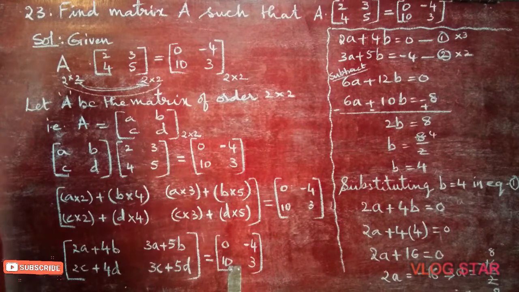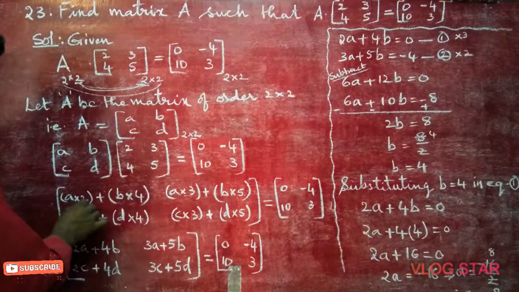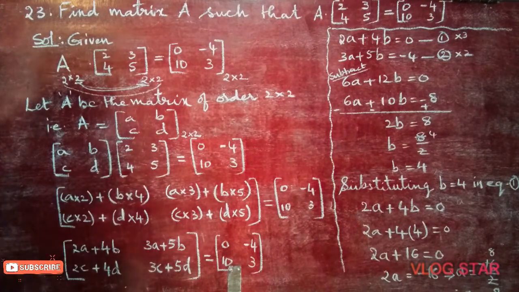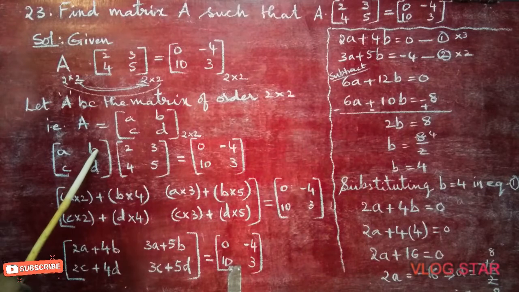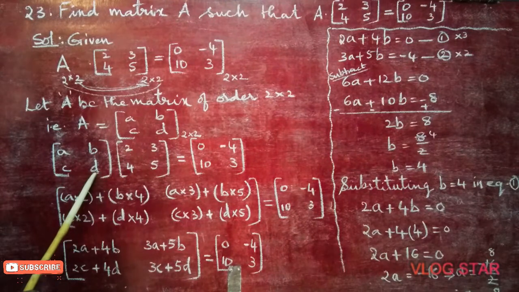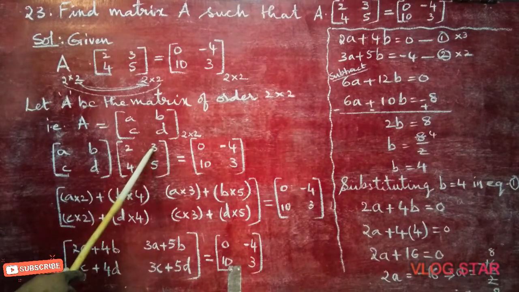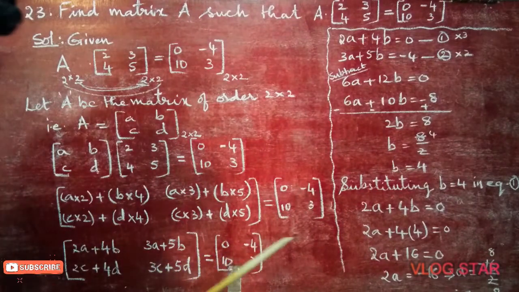That we have done. What is the second point? We have to multiply row with the column. A into 2 plus B into 4. Row with the column again: A into 3 plus B into 5. Third one: C into 2 plus D into 4. C into 3 plus D into 5 is equal to matrix 0, -4, 10, 3. This one you have to write compulsorily.